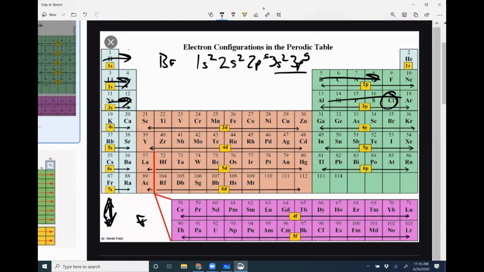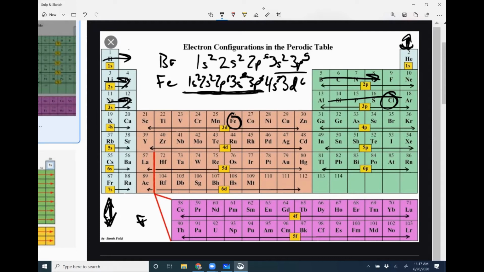So you can use the periodic table. Say, for instance, you have iron, way down here, and it's a big pain in the butt to write out 1s2, 2s2, 2p6, 3s2, 3p6, 4s2, 3d6. We can abbreviate electron configurations by chopping out the last noble gas. These are the noble gases in group 18. They weren't known during the formation of the periodic table.